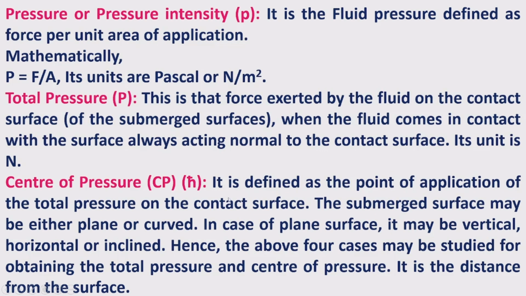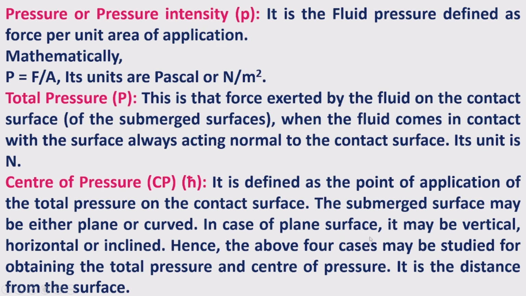Then the center of pressure, called CP and denoted as h bar. It is defined as the point of application of the total pressure. At what point is the whole pressure summarized to act? That is the total pressure on the contact surface. The submerged surface may be either plane or curved; it may be of any shape.